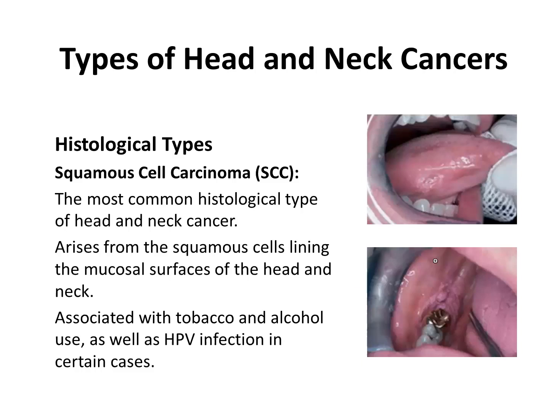Histological. Now we have discussed these cancers according to the anatomical sites, but now we are discussing these cancers according to the histological types. Starting with the squamous cell carcinoma, the most common histological type of head and neck cancer, arises from squamous cells lining the mucosal surfaces of the head and neck. It is also associated with tobacco and alcohol use, as well as HPV infections in certain cases.